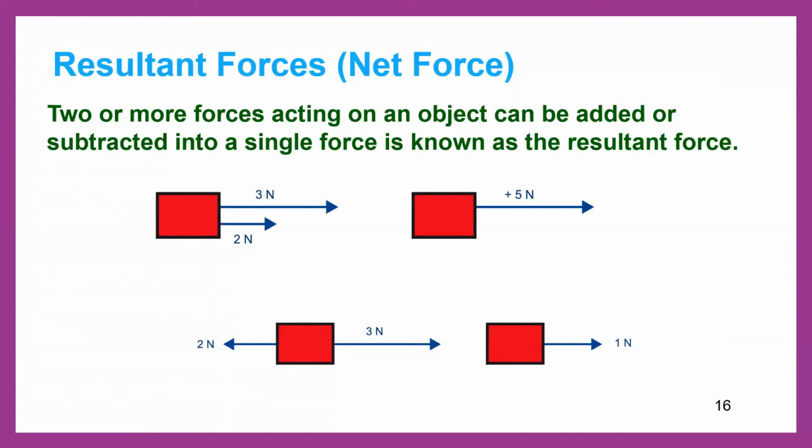Two or more forces acting on an object can be added or subtracted into a single force, which is known as the resultant force. In this case, the forward forces are 3 newtons and 2 newtons acting on an object. So we can add up both. The sum of both forces is going to be 5 newtons to the right. And that force is a resultant force, or we can say that's a net force. In the second example, the force acting to the right is 3 newtons and the force acting to the left is 2 newtons. So the resultant force in this case is only 1 newton.